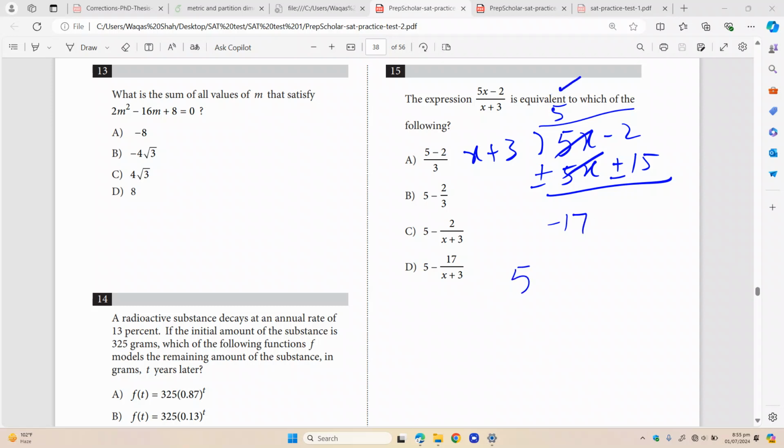Okay, so 5 is quotient, and then minus 17 divided by x plus 3. Like if you take the LCM of this 5 minus 17 by x plus 3, you will get back this fraction. Okay, so D is the correct option. Okay, I hope it's clear.